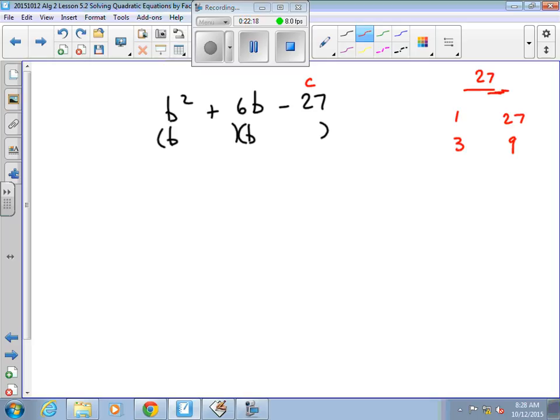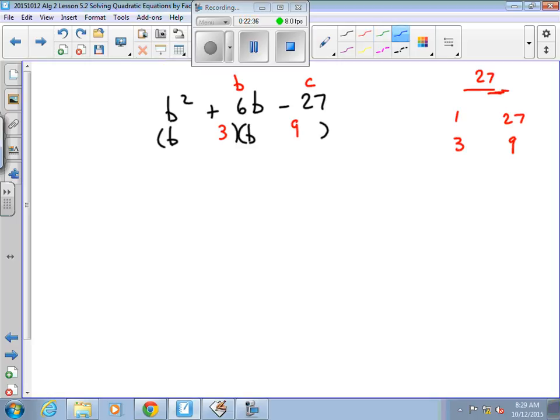So which pair of those gets you to 6? 1 and 27 either get you 26 or get you 28. So it's not that. 3 and 9 either get you 6 or it gets you 12. So 3 and 9 has to be the 2 numbers.